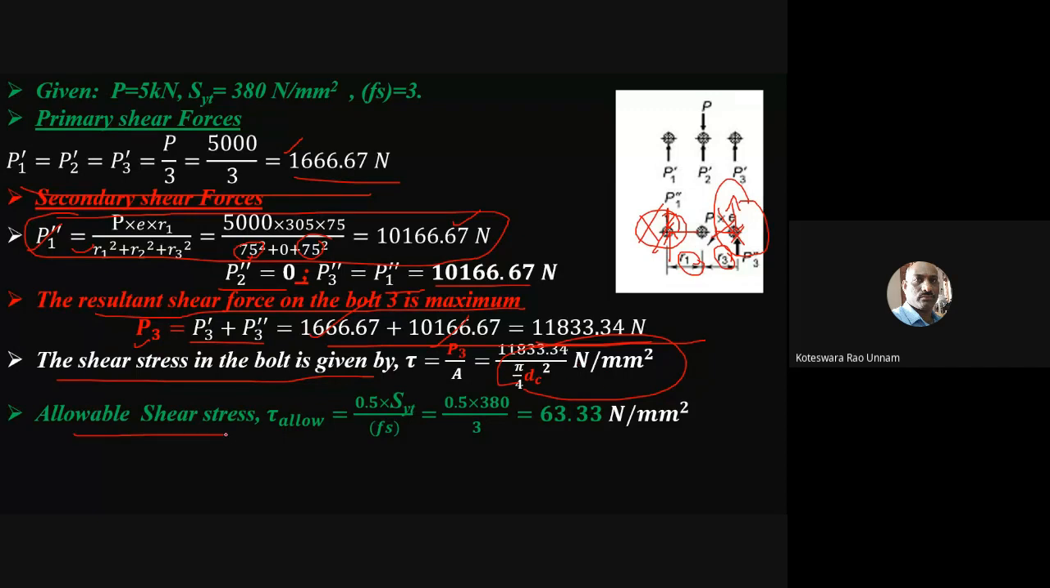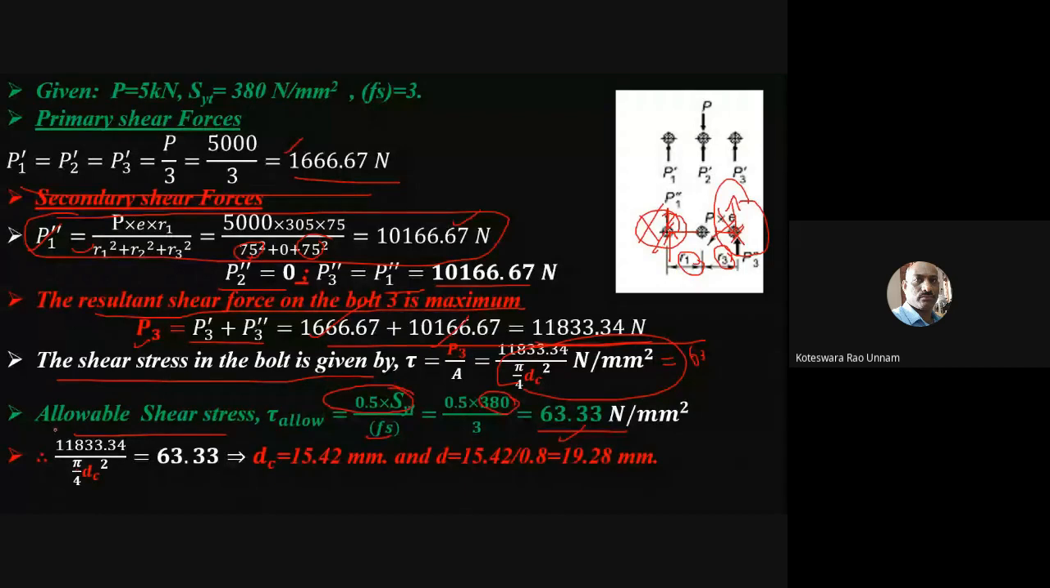The allowable shear stress is 0.5 times Syd divided by Fs. Syd is given as 380. If you substitute that, we get an allowable shear stress of 63.33 Newton per mm square. Now you need to equate this to 63.33. From this you can calculate dc. If I equate that, I get dc as 15.42 mm.